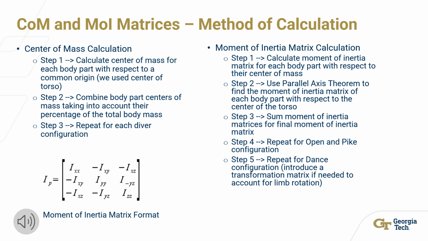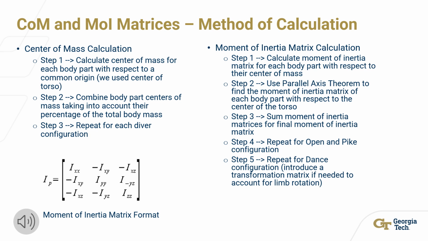The first step to calculate the center of mass is to calculate the center of mass for each body part with respect to a common origin. In our case, we use the center of the torso as our common origin. The second step would be to combine each body part's center of mass, taking into account the percentage of the total body mass. For example, the torso contributes 50% of the total body's mass. And finally, you'll need to repeat the 2 previous steps for each of the body configurations.